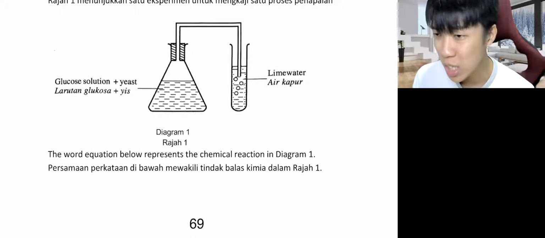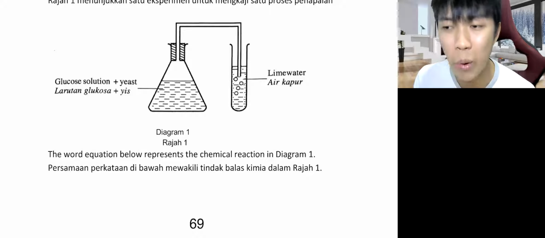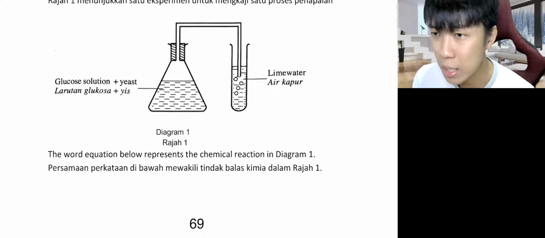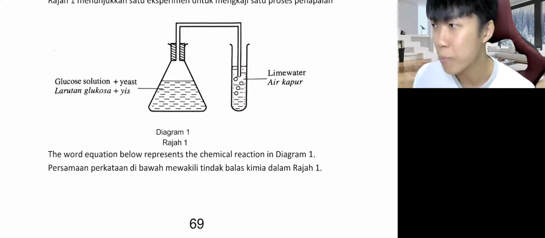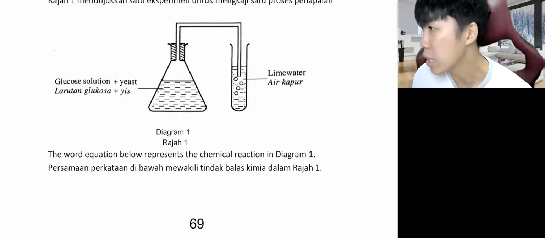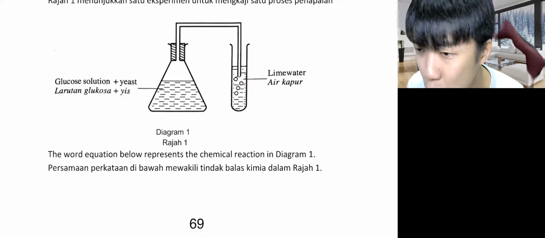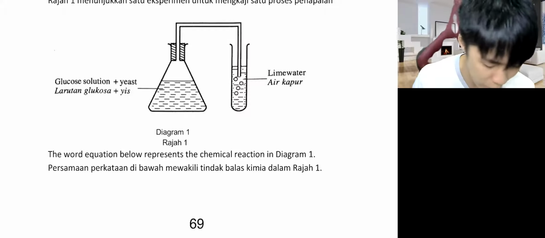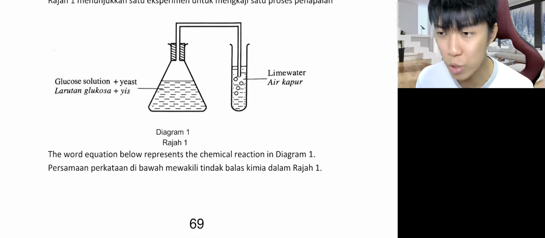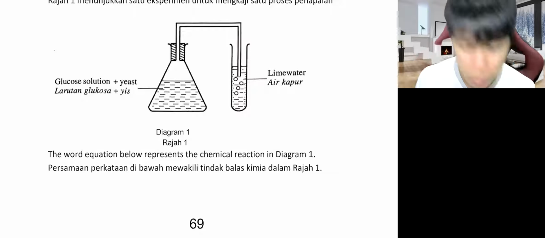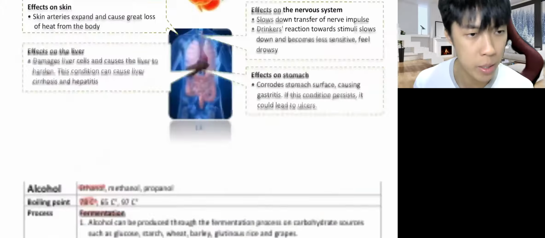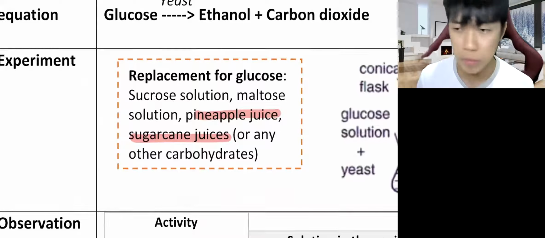Orange juice tak sesuai. Okay, kita kena guna jus-jus yang ada karbohidrat. Karbohidrat maksudnya kena buat kita ambil jus dari bahan yang tidak acidic. Sebab acidic tu bukan karbohidrat. So we have pineapple juice, we have sugarcane juice. Yes, correct. But do you remember the another choices of sugar? I'm gonna show you again. Where is it? Okay, there you go.